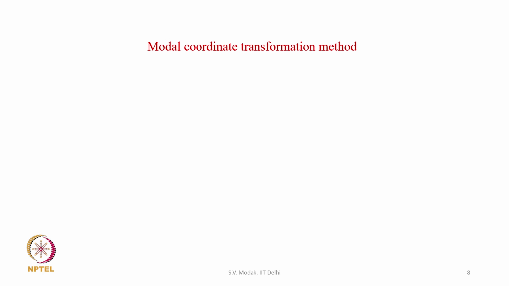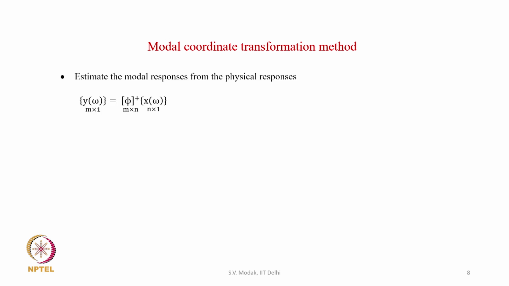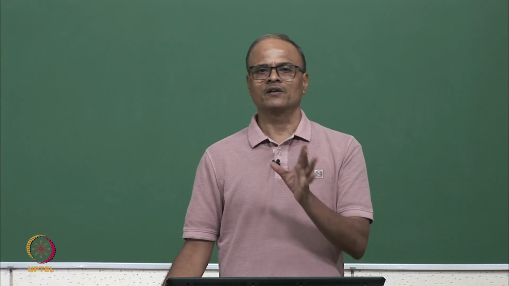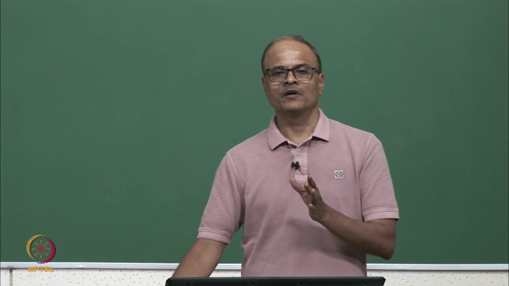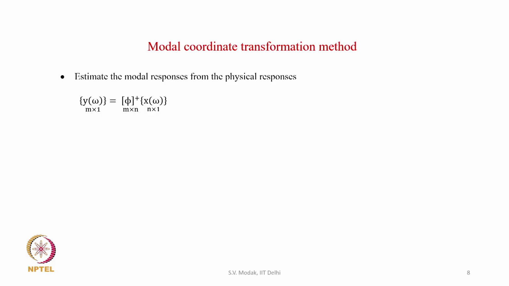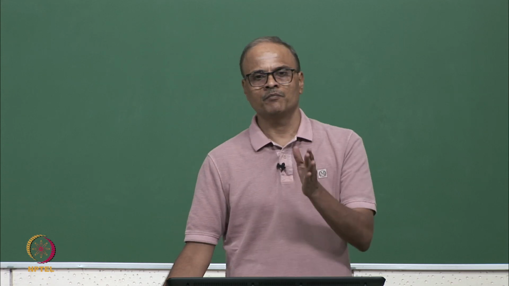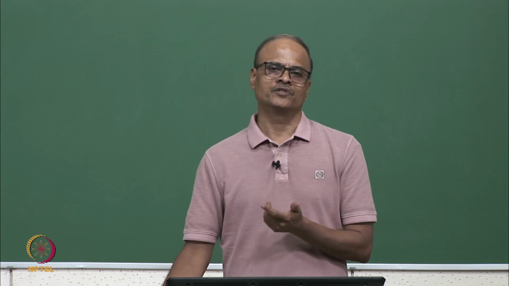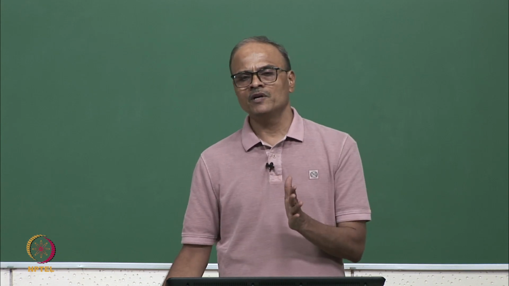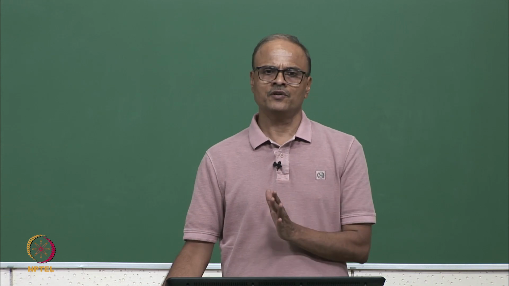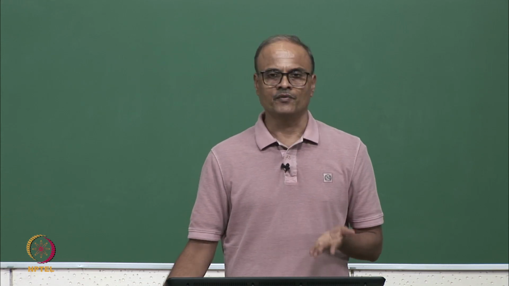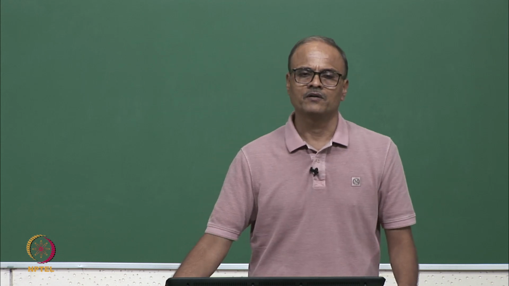This consists of 3 steps. The first step involves the estimation of the modal responses from the physical responses. Let us say we have the experimental model available to us, identified using experimental modal analysis, and this model consists of an eigenvector matrix and an eigenvalue matrix. Let us say the eigenvector matrix is of order n by m, which means it has n mode shape elements and there are m modes in it. What we do now is take measurements at a small n number of points on the structure, and those measurements are represented in the frequency domain by the vector x of omega.